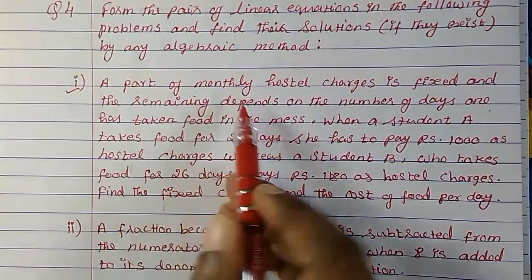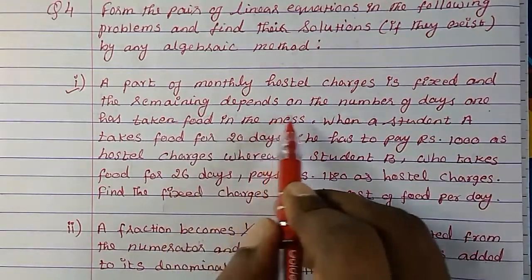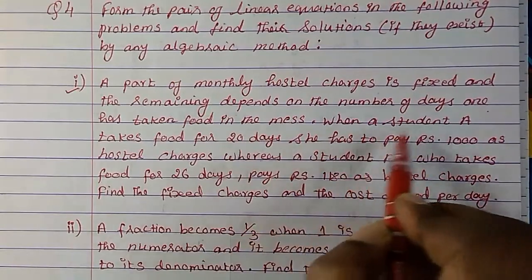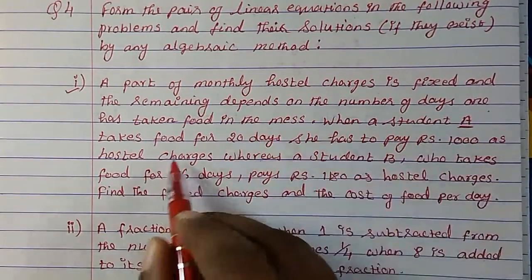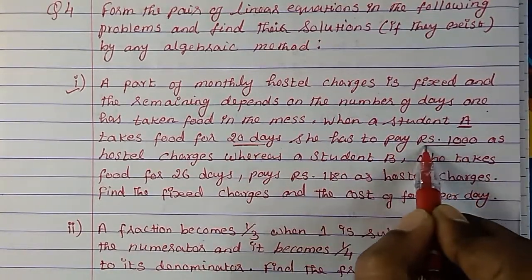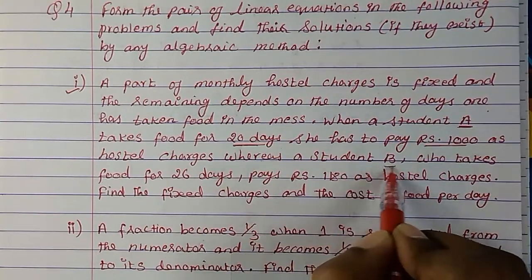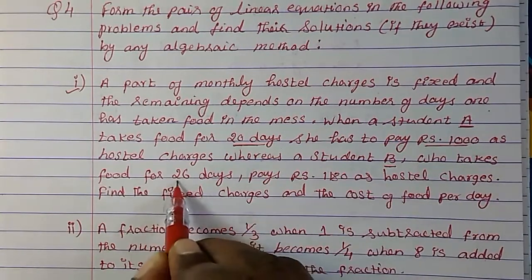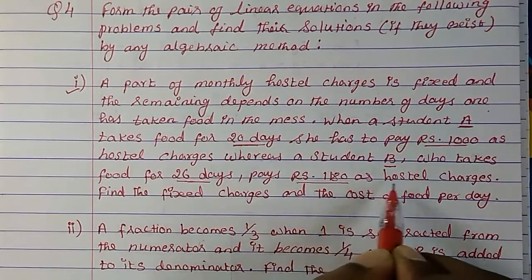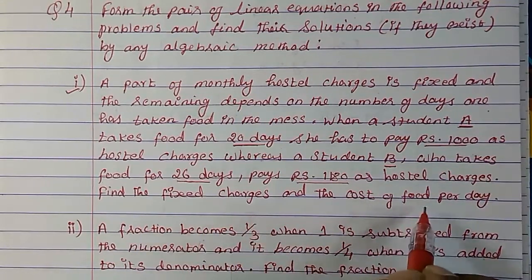A part of monthly hostel charges is fixed and the remaining depends on the number of days one has taken food in the mess. When a student A takes food for 20 days, she has to pay rupees 1000 as hostel charges, whereas a student B who takes food for 26 days pays 1180 as hostel charges. Find the fixed charges and the cost of food per day.